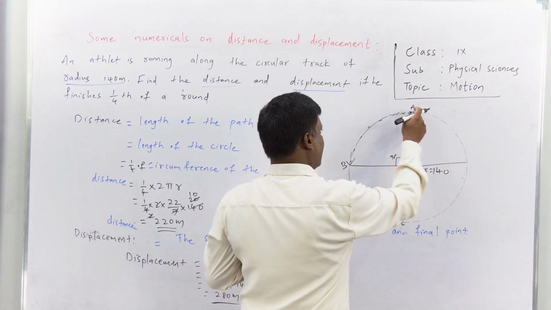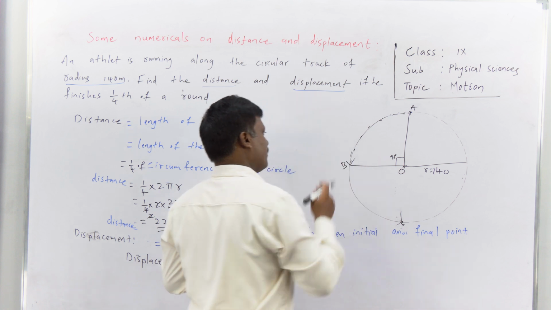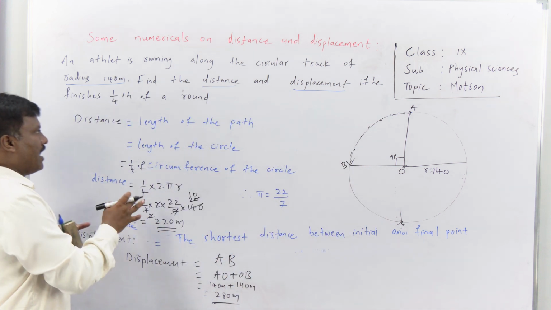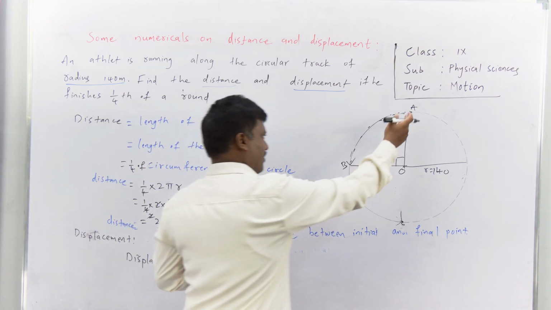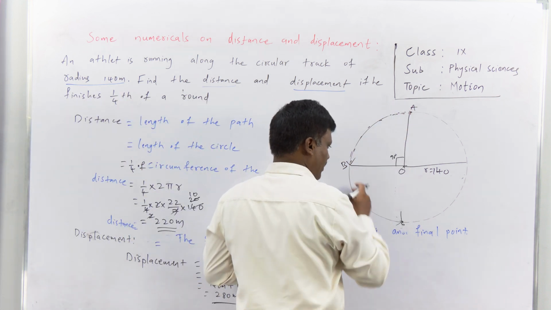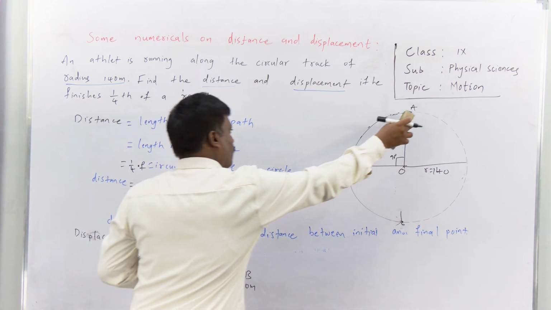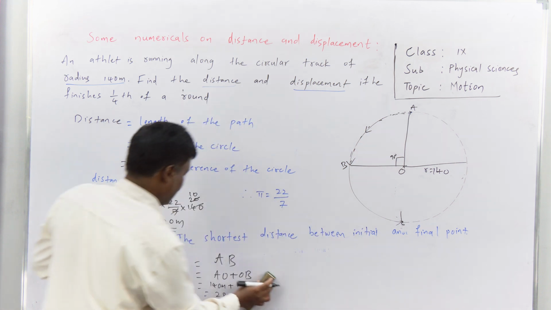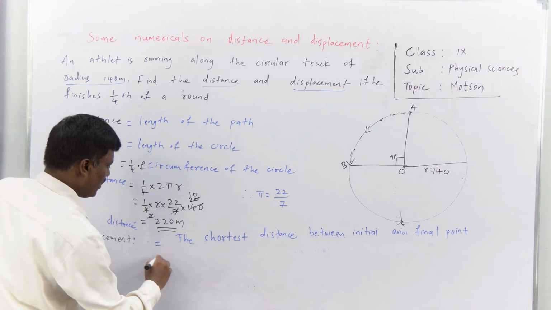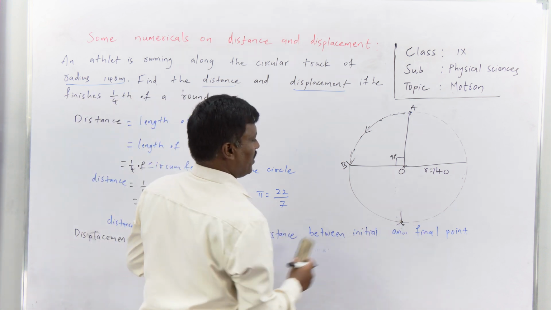Same problem we are discussing. For one round 880, for half round 440, for 1 by 4th of the round 220. But how to calculate? You have to understand this way. In the previous problem, for one round the displacement is 0. For half of the round the displacement is equal to how much? 280. But now he traveled only 1 by 4th of the round, from here to here. Then how do you calculate the displacement? What is displacement? The shortest distance between the initial and final point.